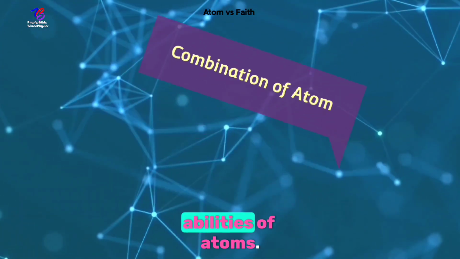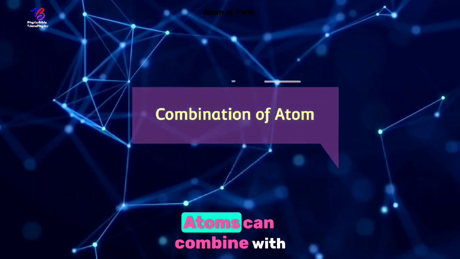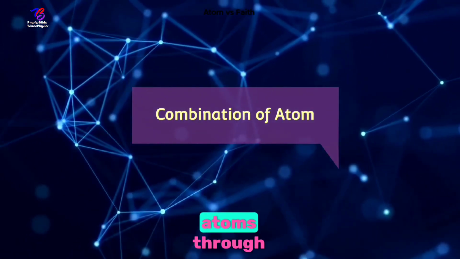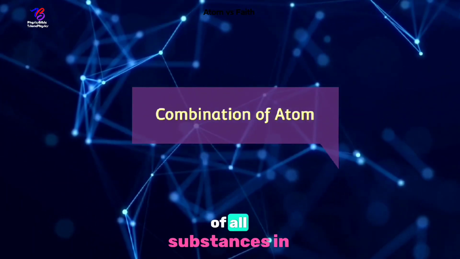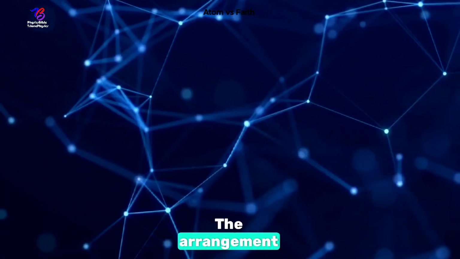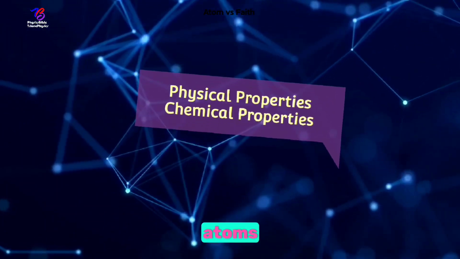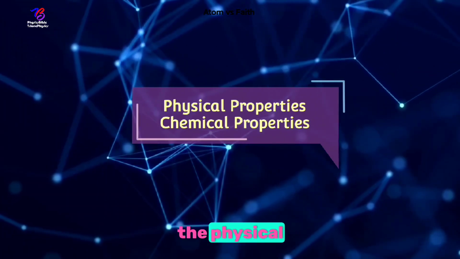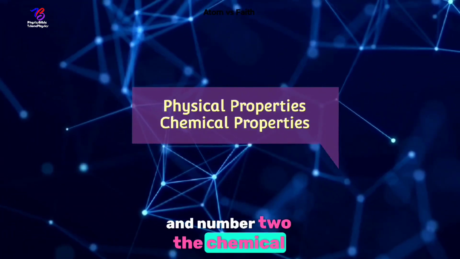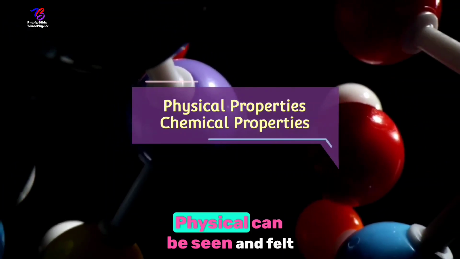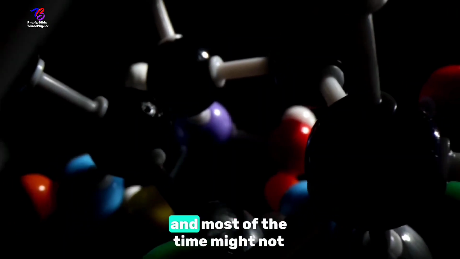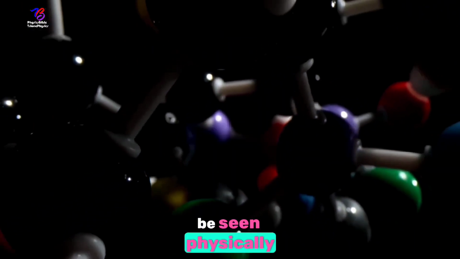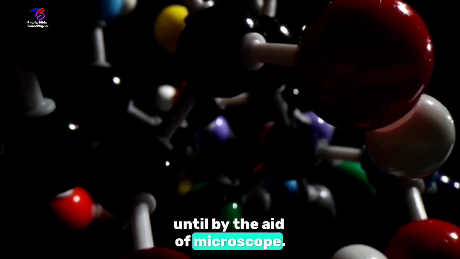The combinational abilities of atoms. Atoms can combine with other atoms through chemical bonds to form molecules, which are the building blocks of all substances in the universe. The arrangement and interaction of atoms determine number one, the physical, and number two, the chemical properties of a substance. Physical can be seen and felt. Chemical cannot be felt and most of the time might not be seen physically until by the aid of a microscope.